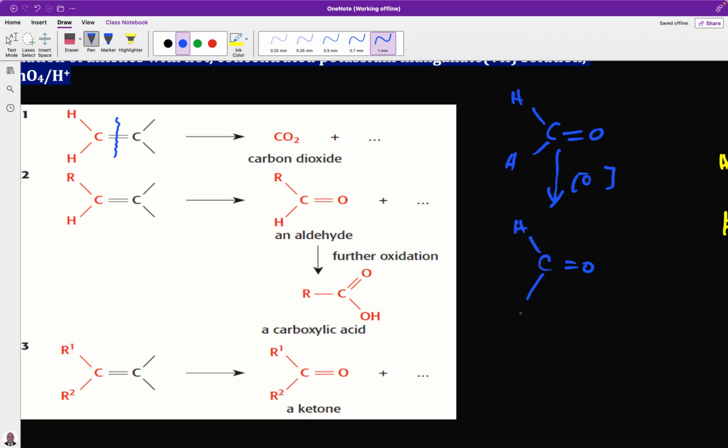Hydrogen, OH. And this will undergo further oxidation again. To what? Because of the presence of the hydrogen, there will be further oxidation, and the final product will be what? Carbon dioxide plus water. You see how the oxidation is taking place now.